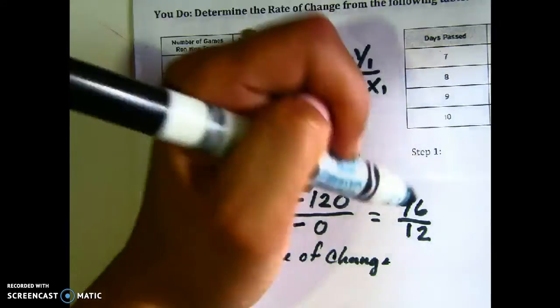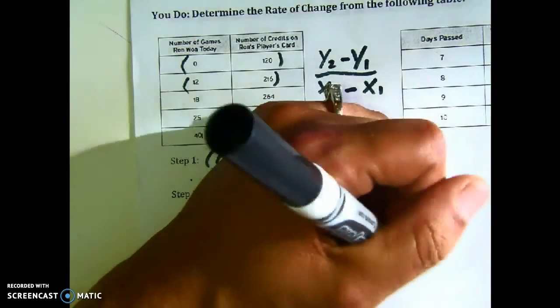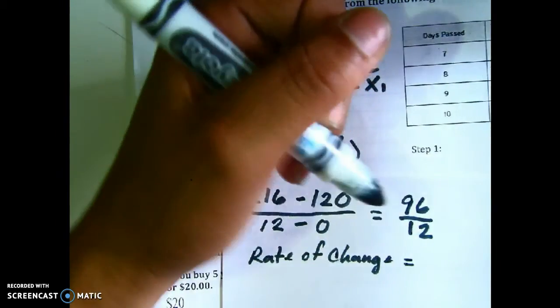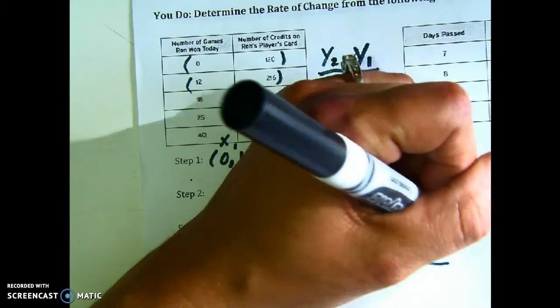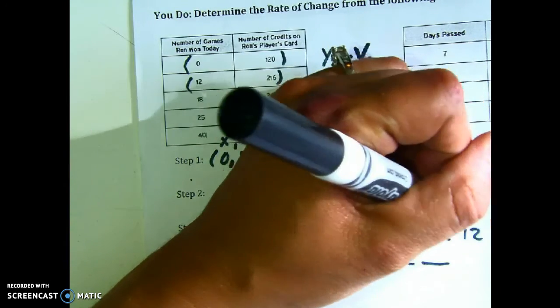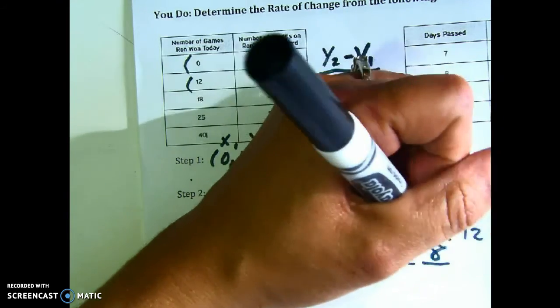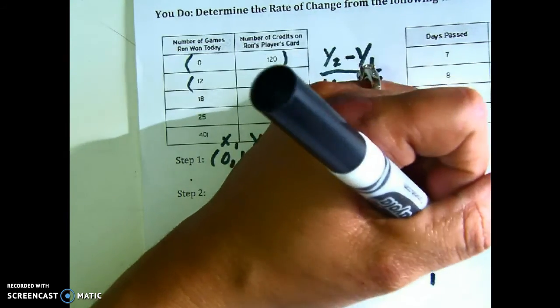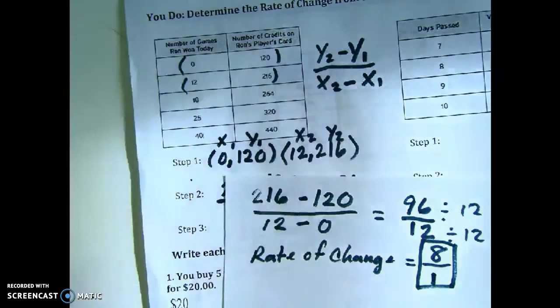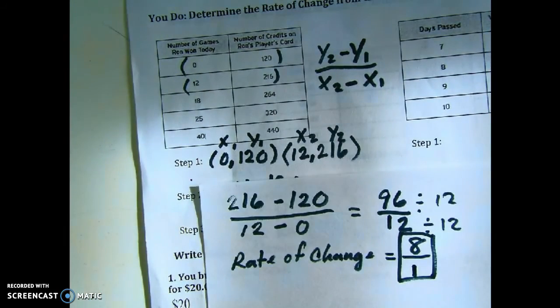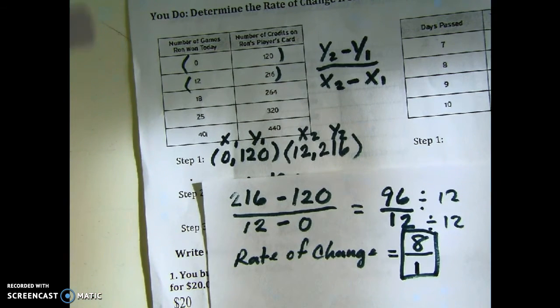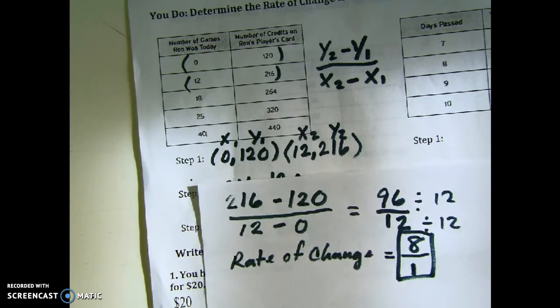In this case, 12 is a factor of 96. So I'm going to divide by 12. 12 goes into 96 8 times, and 12 goes into 12 1 time. My rate of change is also represented by my unit rate. So that is the end of rate of change from a table.